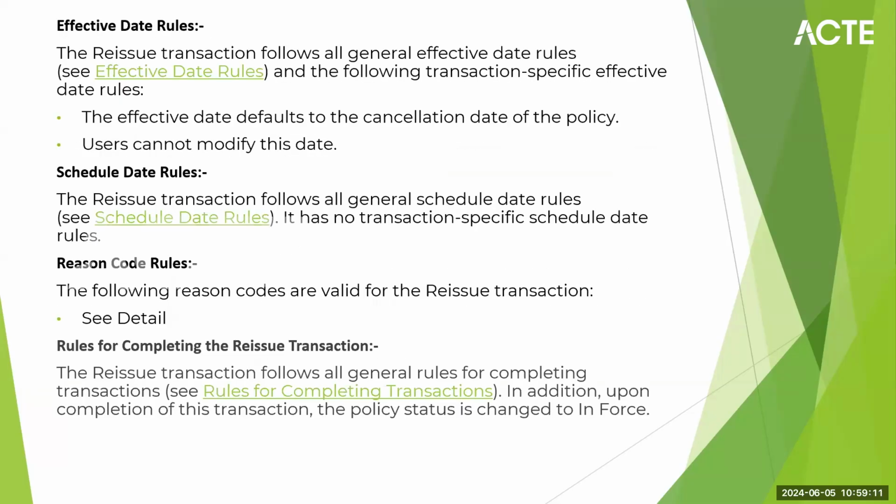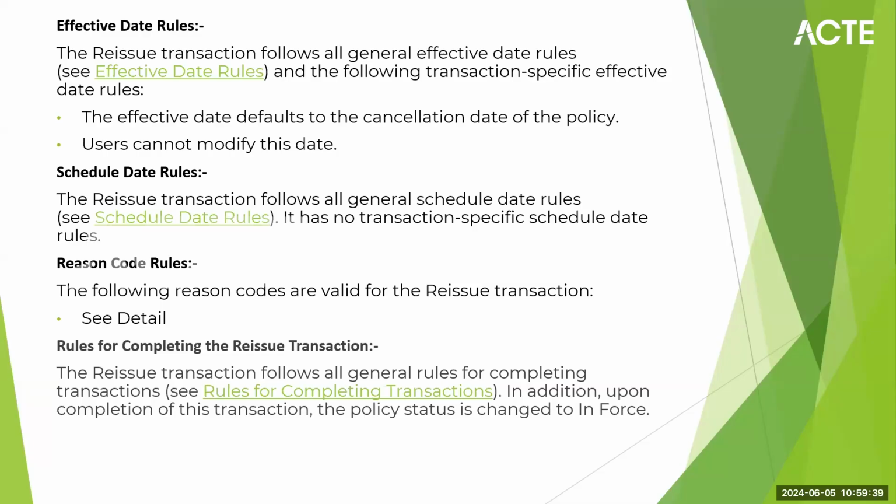The effective date rule. The effective date defaults to the cancellation date of the policy. Okay. The user cannot modify it. The previous transaction will be the cancellation, so whatever effective date the cancellation has, the same will be defaulted to the reissue as well. You cannot modify it. Okay. Schedule date rule. Okay, it has no specific rule. You can give whatever date you want.